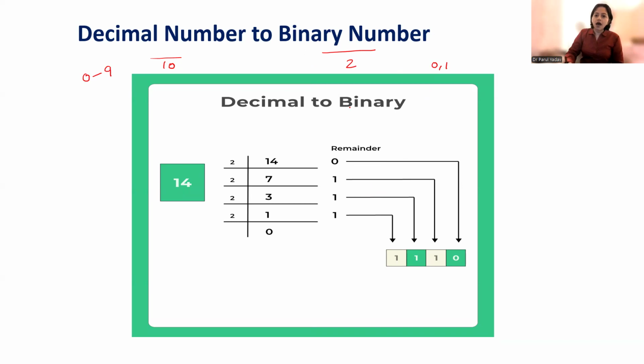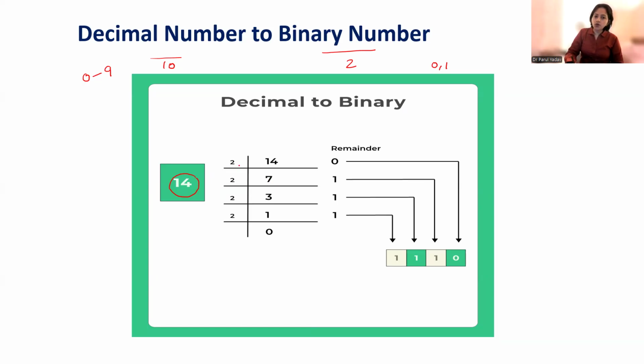So, let's see how to convert a decimal number into a binary number. Suppose we have the decimal number 14. The method is we will write 14 here, and then we'll divide this number by 2, and write here the integer value. Like 2 divides 14 7 times. Just write the integer value.